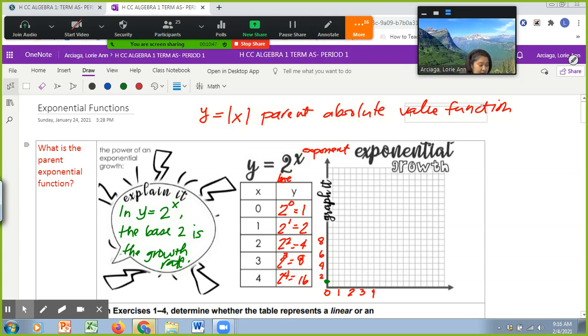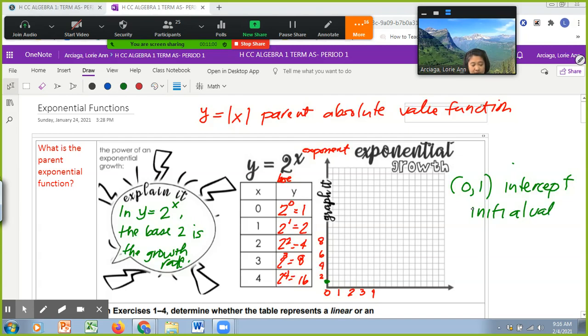Okay, and the point (0, 1) is actually called your y-intercept, which is also called your initial value. Next, when x is 1, y is 2. When x is 2, y is 4. Looks like straight, but it's actually not. And then when x is 3, you go to 8.